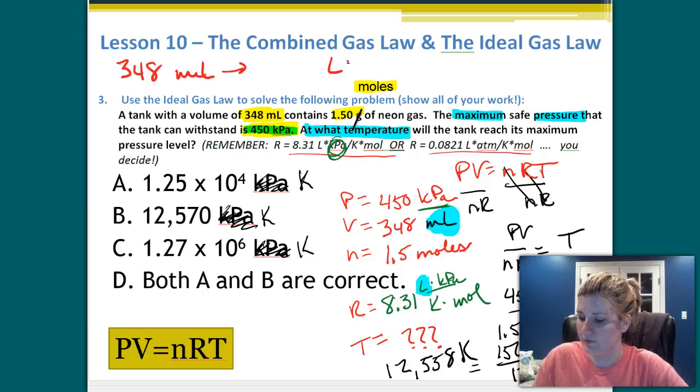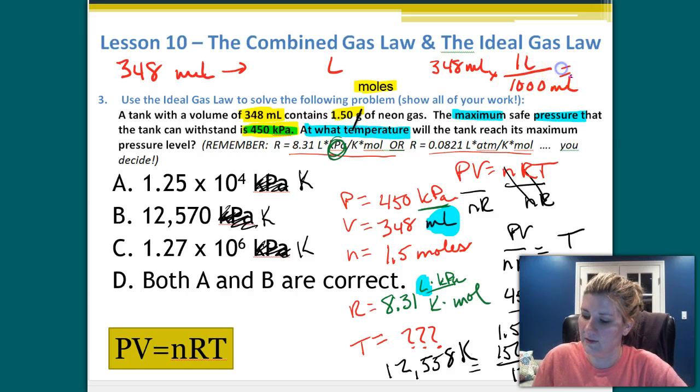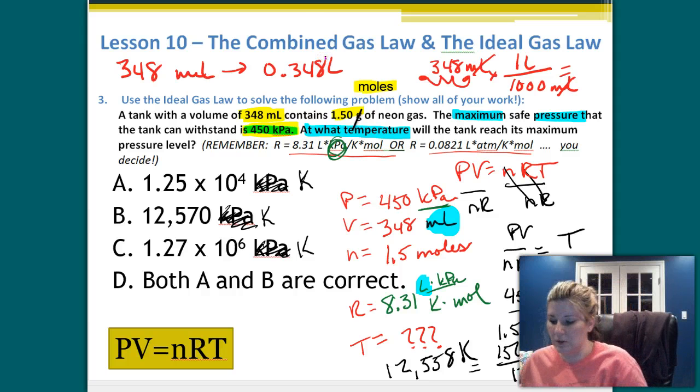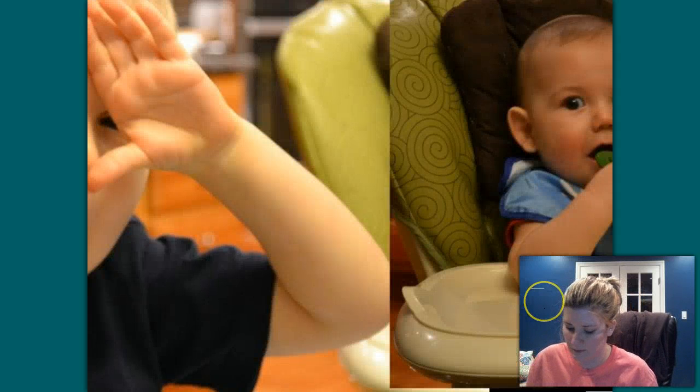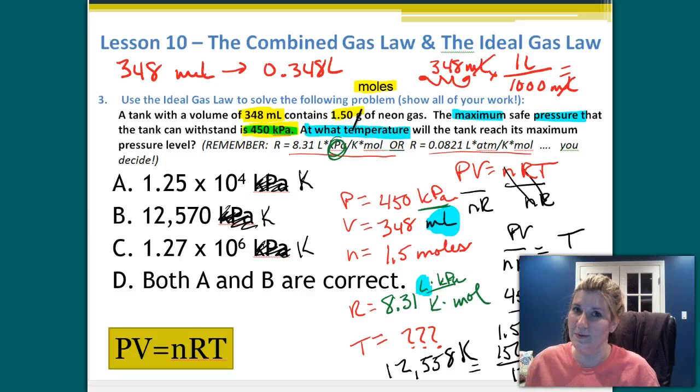I can do this several different ways. So let me do this. 348 milliliters. We'll use dimensional analysis. There are 1,000 milliliters in 1 liter. So we're going to divide by 1,000. You could equivalently move this decimal place 1, 2, 3 places and come up with 0.348. What that's effectively going to do is we can go in here and we can change this value.